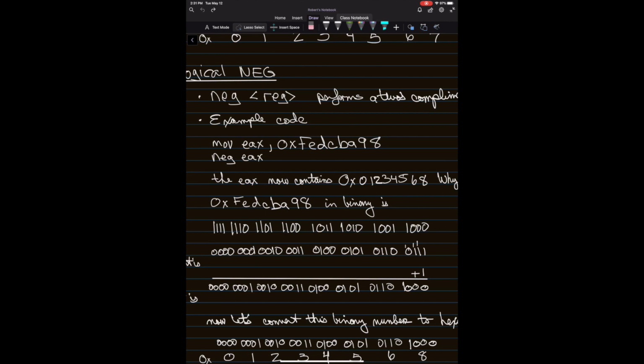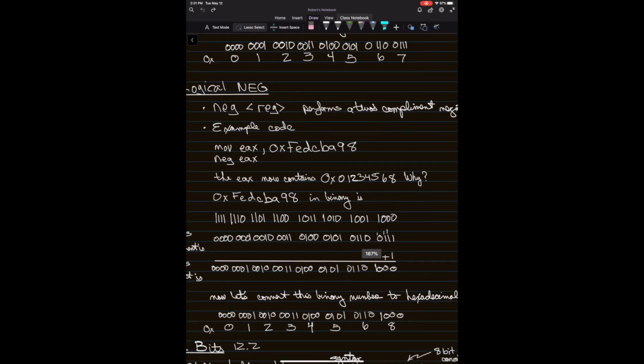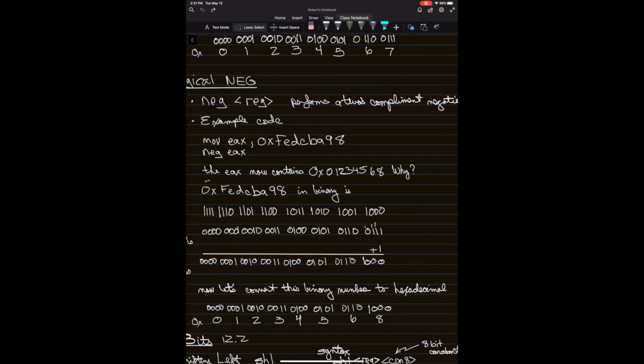So let's say that in terms of the example code, I move into the EAX register FEDCBA98, and then I apply the neg operation to that. What's going to happen? Well, first of all, I'm saying that the EAX register now contains 0, 1, 2, 3, 4, 5, 6, 8. And the question is why? All right, well, first of all, in order to be able to dissect that, let's take the number that we moved into the EAX register.